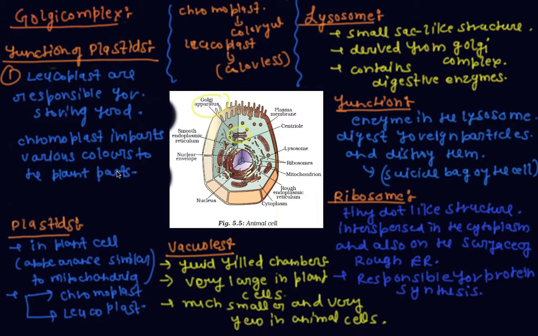A leaf of a plant is green in color because of chloroplast. So the chloroplast is the site of photosynthesis. So these three are the functions of plastids. I hope you understand all parts of the structure of any cell.